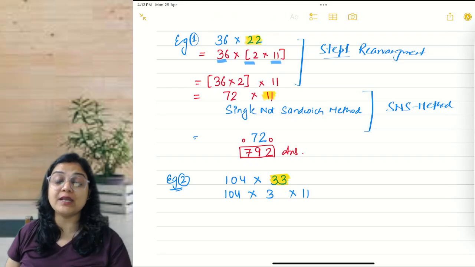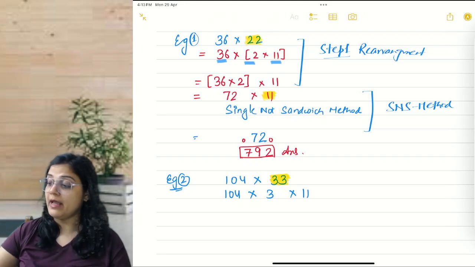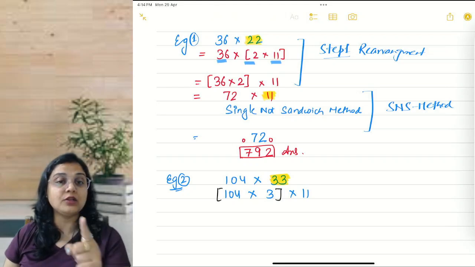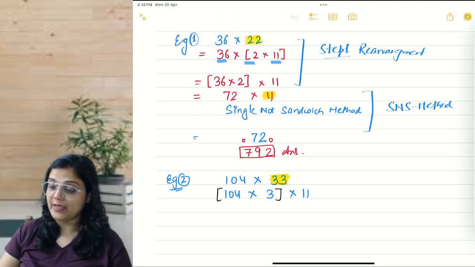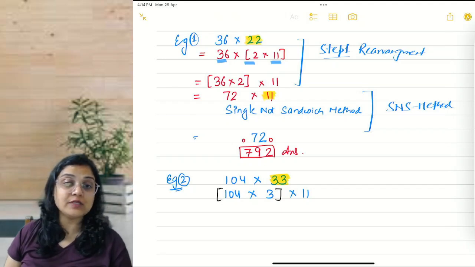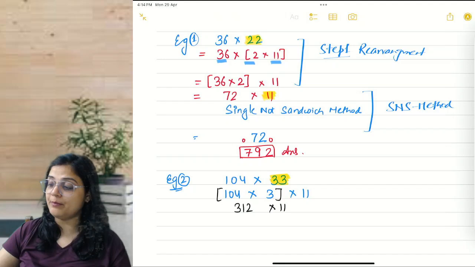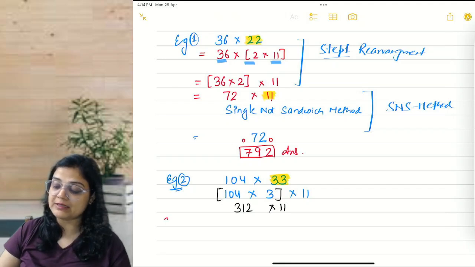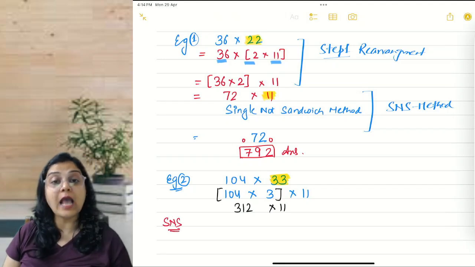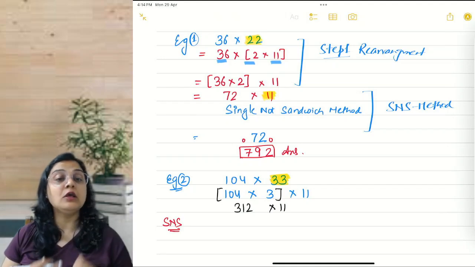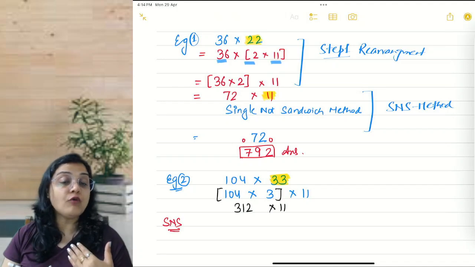I'm doing the first step, that is rearrangement. Then I'll change this 33, which I have written down as 3 into 11. I'll pick that 3 and take it with 104. So I am rearranging and using the associative property. So it will be 312 multiplied by 11. Now I'll go with my second step. My step number 2 will be the single knot sandwich method. Since I have practiced a lot in the previous video and in the previous assignment, I am now training myself, or I am training you.